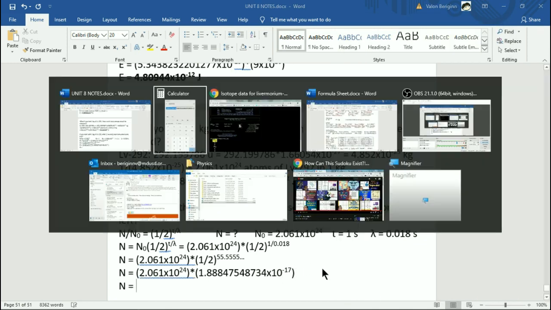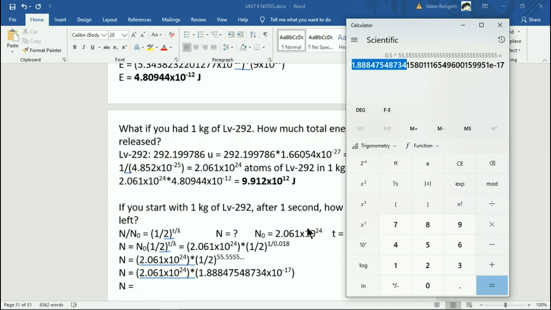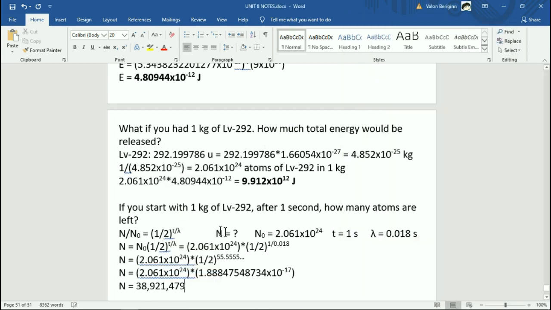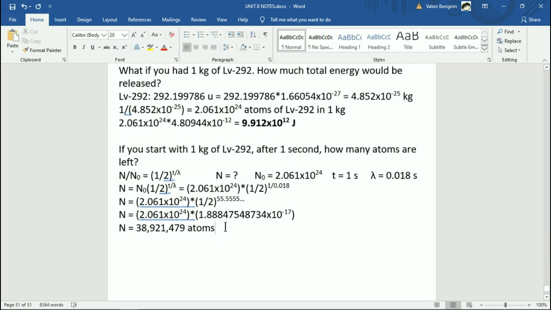Okay, so then n equals. All right, so we have almost 39 million atoms. That's our answer. So we started with like a billion squared, and we ended up with 38 million after 1 second. So, yeah. There we go. So there's our answer for that.